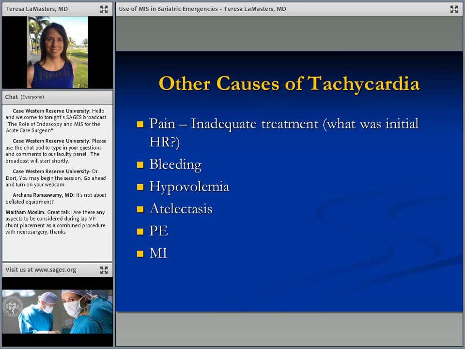There are other causes of tachycardia as well. Usually these are not going to reach that threshold limit of 120 beats a minute. But other things can cause tachycardia, such as inadequate treatment of pain, bleeding, hypovolemia, atelectasis, a pulmonary embolism, or even an MI.